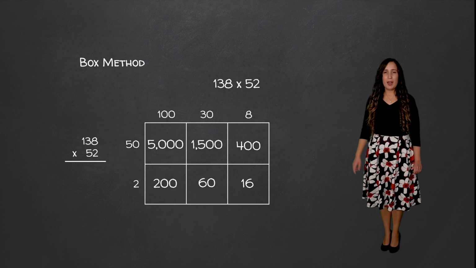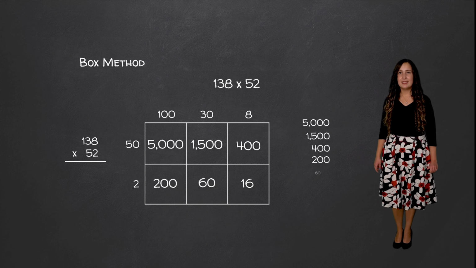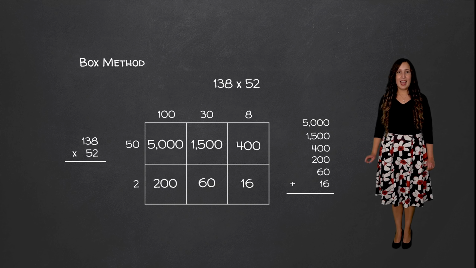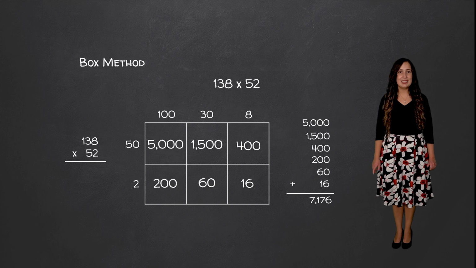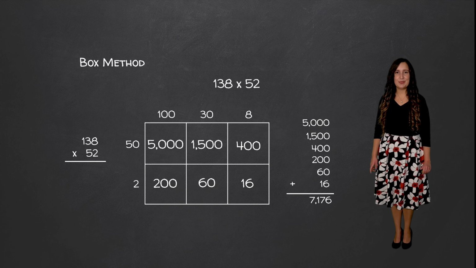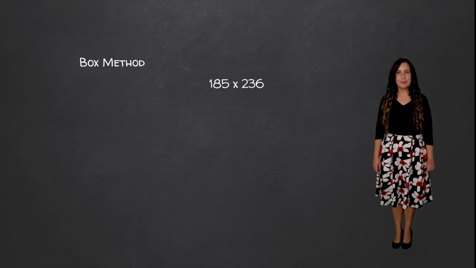And then once our box is completed, we're going to take all these values and add them together. And then we get 7,176. So 138 times 52 equals 7,176. All right? Now let's go over our final example.